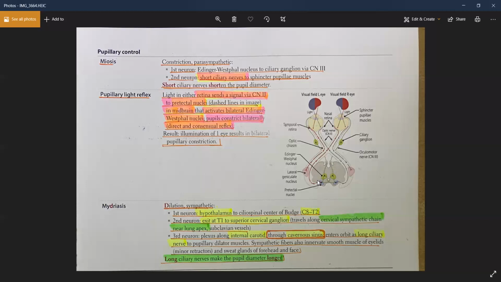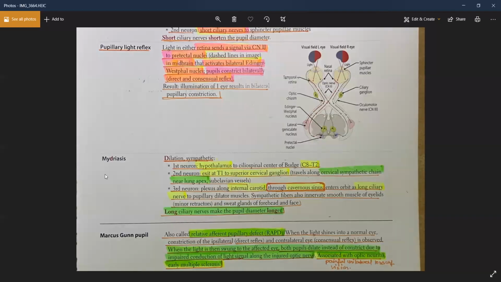Second, you have the mydriasis. The information for the mydriasis originates from the hypothalamus. The first neuron will travel from the hypothalamus to the spinal cord up to the level of T2. Remember the Horner syndrome? That is a descending hypothalamic pathway. So all these fibers will originate from the hypothalamus, travel up to the level of T2, and exit your spinal cord.